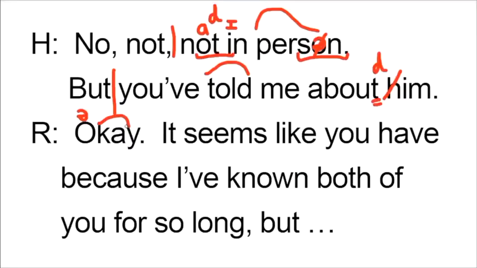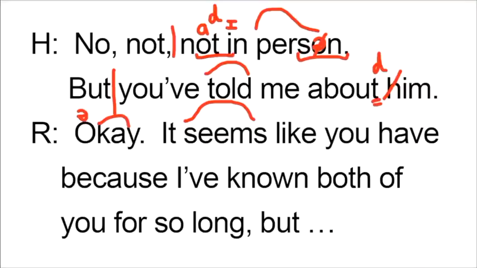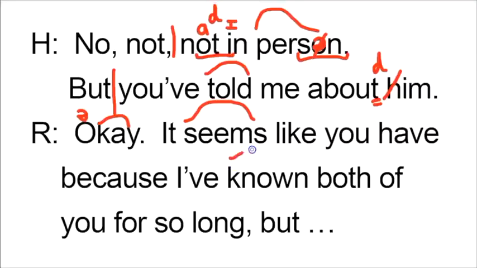It seems like you have because I've known both of you for so long, but. In the first part of this sentence, what is the most clear, the most stressed syllable? It's the word seems. What about in the second half of the sentence? What's the most stressed syllable? Known. Because I've known both of you for so long. Long is also stressed. It's also a longer word.